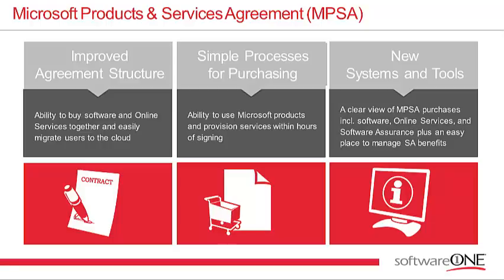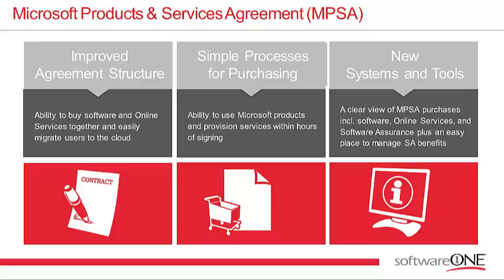It really does have an improved agreement structure. So if you have been through an enterprise agreement signing and gone through the T's and C's of that, the Microsoft Products and Services Agreement is an 8-page document that can be transacted very quickly, and you can go from signing the agreement to actually using the products within hours.